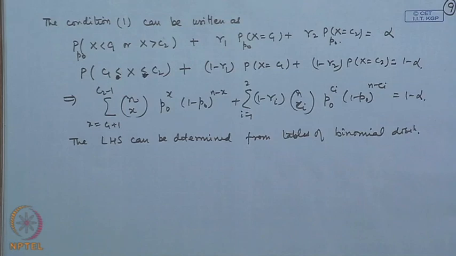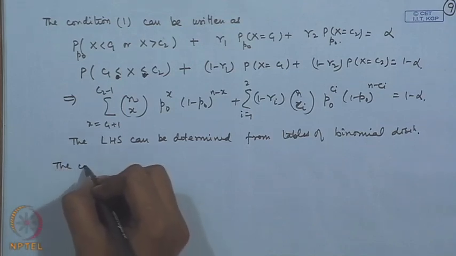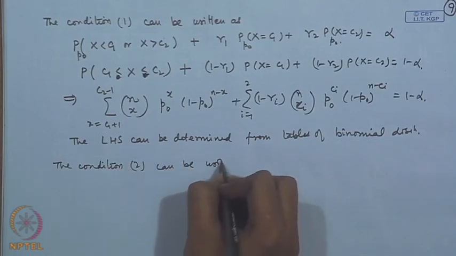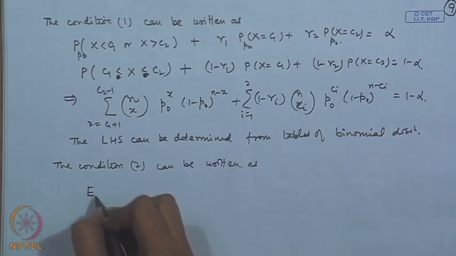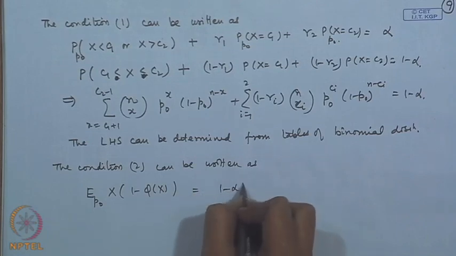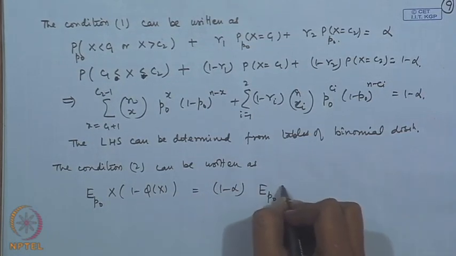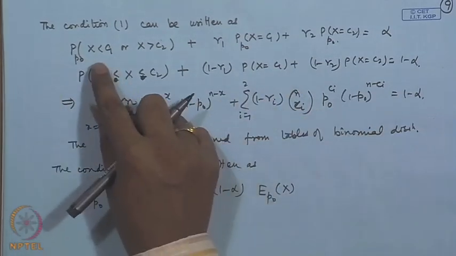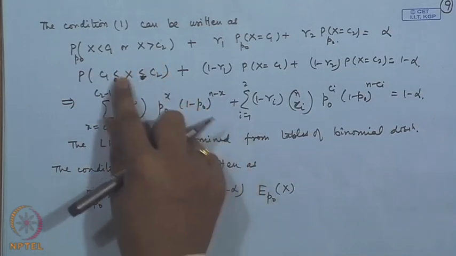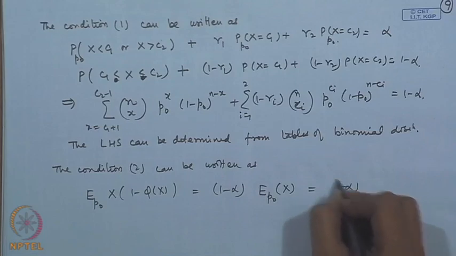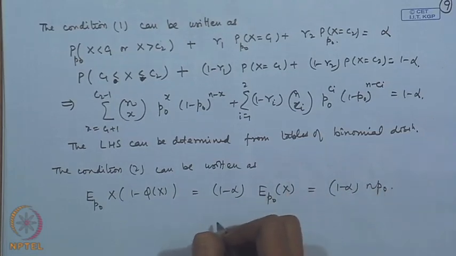Now, what is the second condition? The second condition, so again we consider 1 minus. So, expectation of x into 1 minus phi(x), that is equal to 1 minus alpha times expectation of x. Of course, you may ask the question that why we are taking 1 minus. This is for the simplicity, otherwise here we have to write 2 regions, here we have to write only one region if I am taking 1 minus. Therefore, it is convenient to consider 1 minus in both of these places. Now, this is equal to 1 minus alpha into n p naught here.